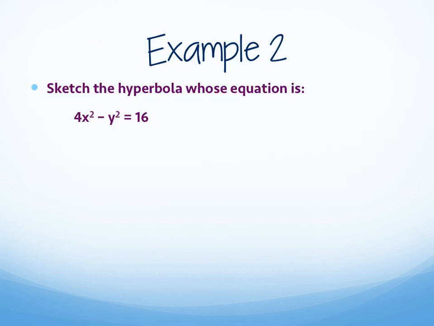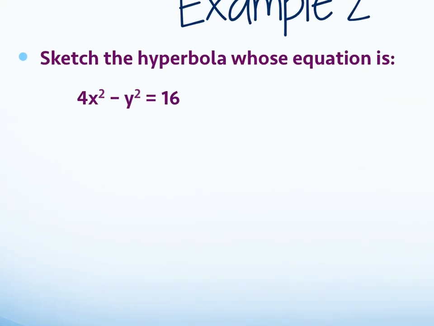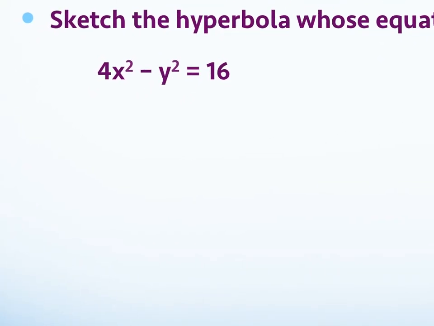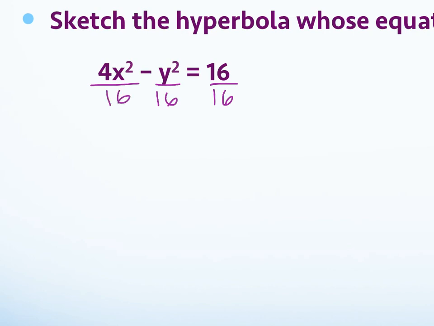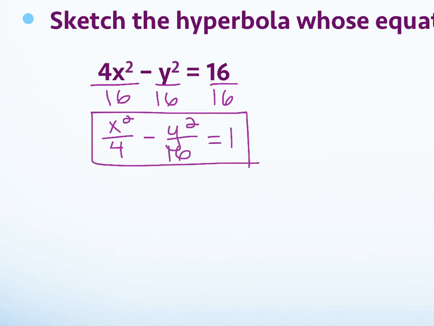All right, so to sketch the hyperbola whose equation is 4x squared minus y squared equals 16. What's the first thing you have to do with this? Good. I got to divide it by 16. I got to get it in standard form, so I'm going to divide by 16. The only thing that can be equal to something other than 1 is your circle, okay? Everything else is equal to 1. So this becomes x squared over 4 minus y squared over 16 equals 1. Now this is standard form.